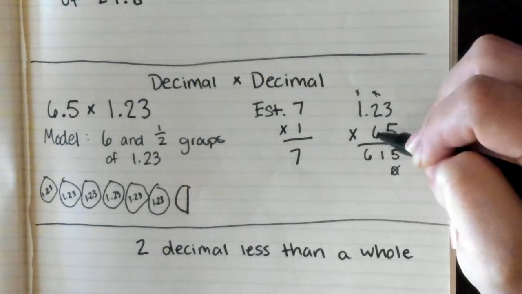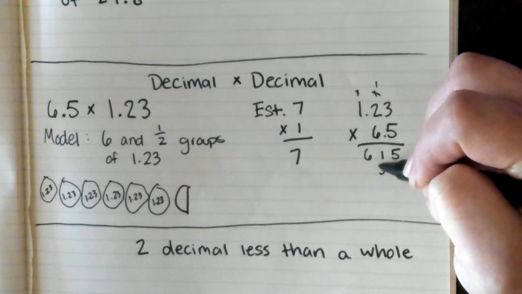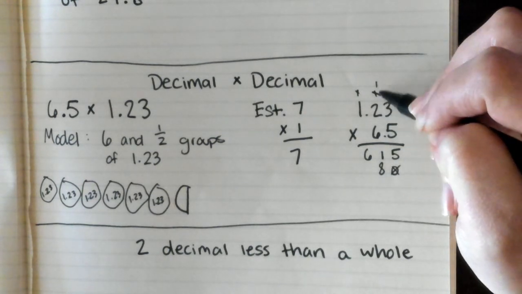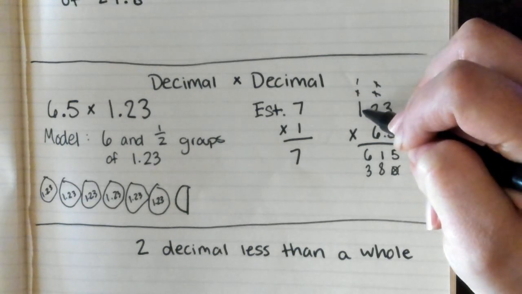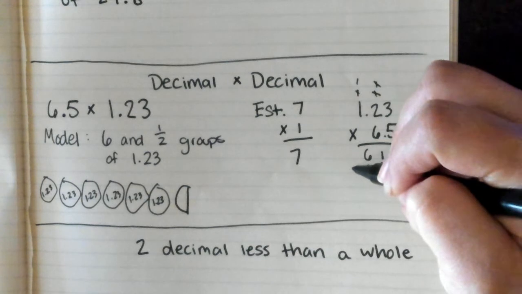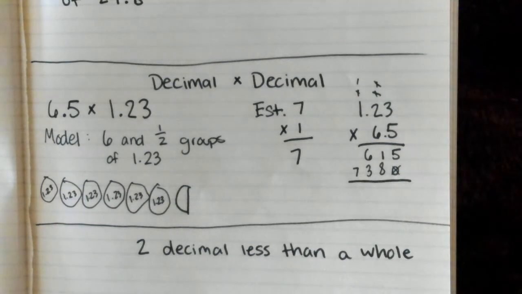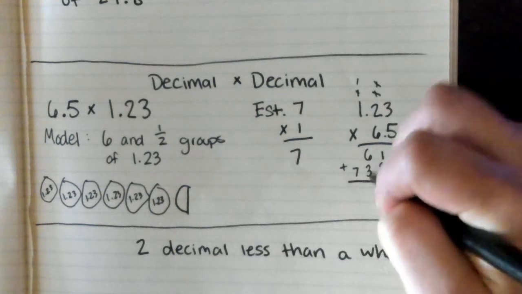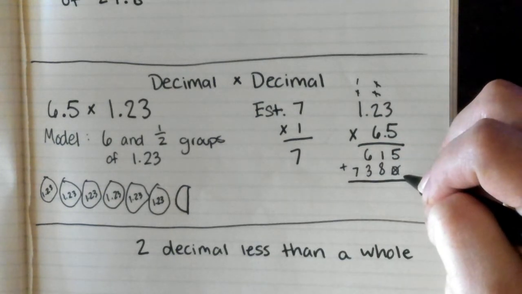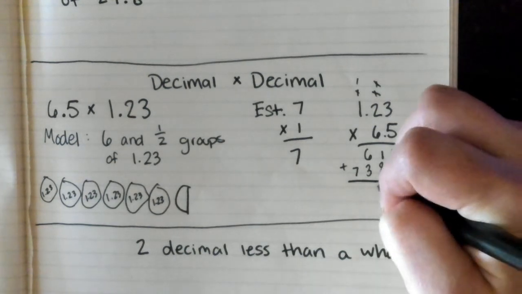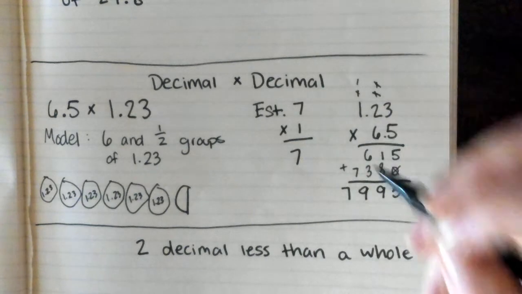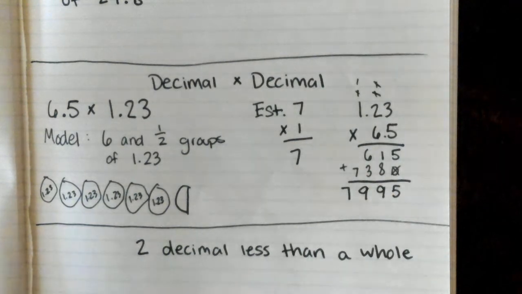6 times 3 is 18. 6 times 2 is 12, plus 1 is 13. 6 times 1, 6, plus 1 is 7. When I add these up together, see how there's no decimals in here? Don't have decimals in there, not yet, not until the very end. 5, 9, 9, 7. All right, guys, got my answer. 7,995. Or is it? Of course not.